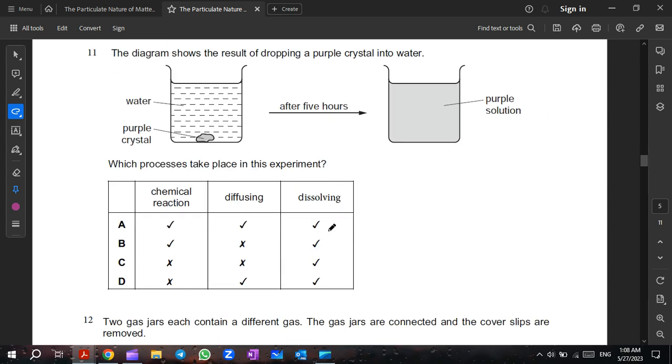Let's move on to the next question. 11. The diagram shows the results of dropping a purple crystal into water. Which processes take place in this experiment? Is this a chemical reaction? Well, I think it's a physical reaction. Oh, no, sorry. I'm not sure if it's a chemical reaction, so let's leave this out. Is it diffusing? Yes. Is it dissolving? Yes. So I think it's either A or D, but then I think it's D, so let's go with D.